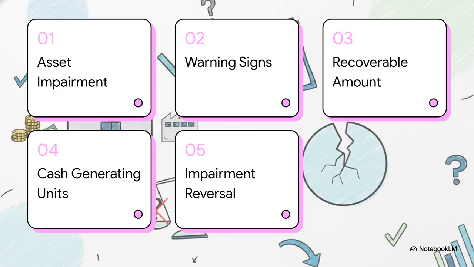Here is our agenda. We've got 5 main steps today. What is asset impairment? Identifying the warning signs, calculating the recoverable amount, understanding cash-generating units, and finally, the rules for impairment reversal. Let's jump right in.